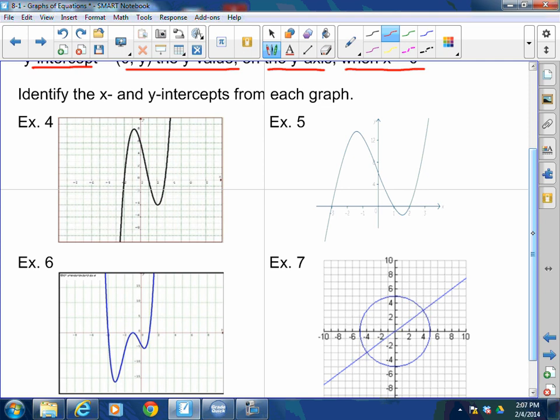So let's look first at the x-intercepts. In this case, the x-intercepts are the x values on the x-axis when y is 0. So boom, yeah, you're right, negative 2. So negative 2, 0 is an x-intercept. That's 1.